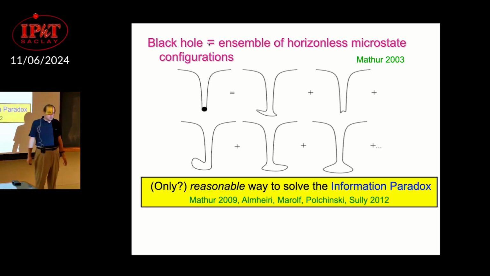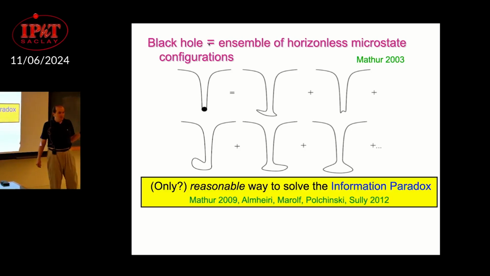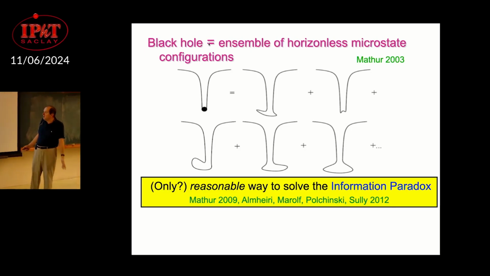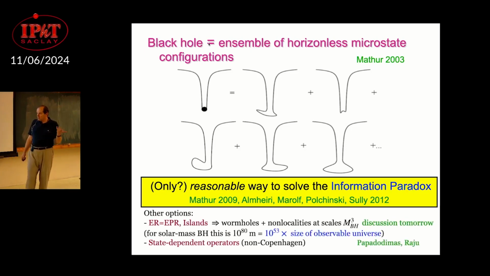One can also argue that replacing the horizon and putting something there is the only reasonable solution to the information paradox. This is argued by Samir Mathur and also by AMPS. There are 2 more things in the market. One of them is ER=EPR and islands. There will be a talk tomorrow. There will be discussion tomorrow.